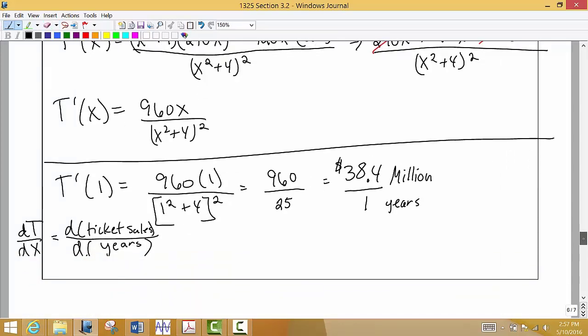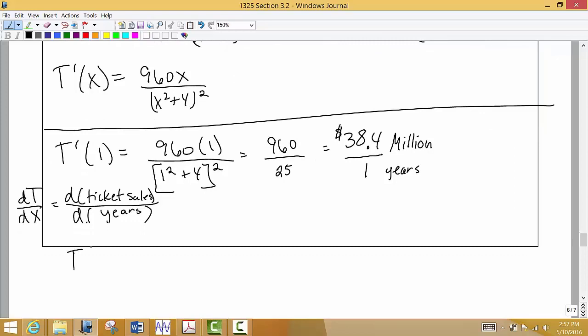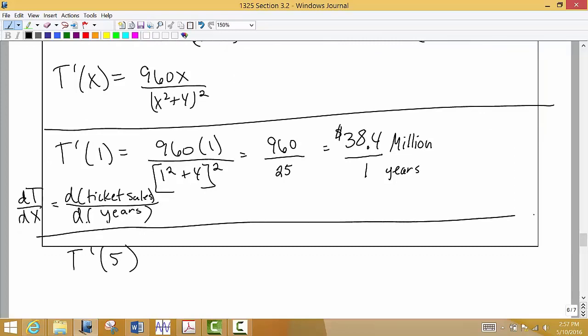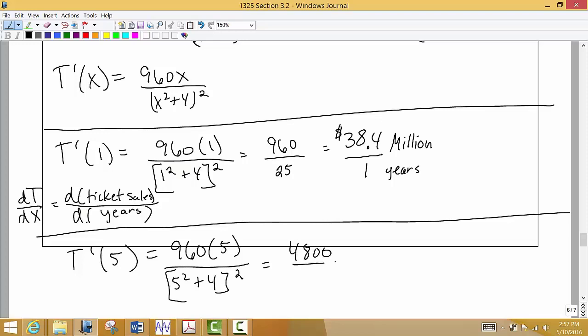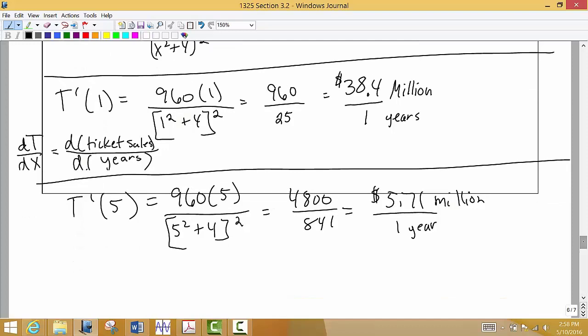Okay, so we anticipate that 5 years after the movie's release that things should be starting to slow down. So let's see what happens if we put a 5 into our derivative. All right, I get 4,800 divided by 841. So I get $5.71 million per year. So now, after 5 years, my receipts are only increasing by $5.7 million per year. So I'm not making as much money per year as I did at the beginning.